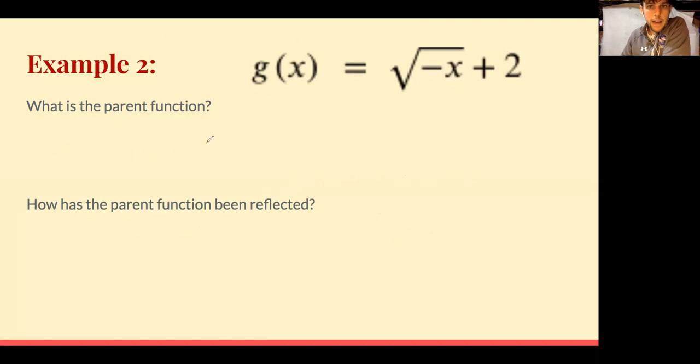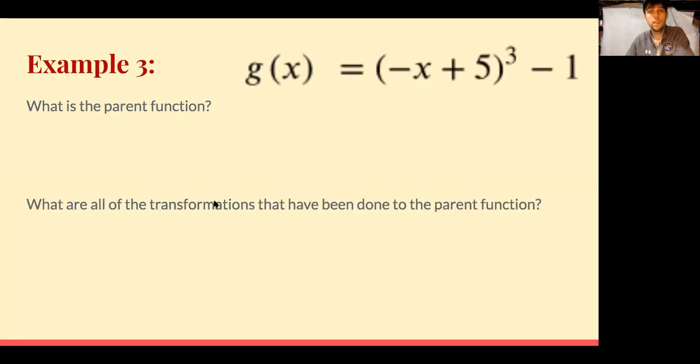All right, now, final example here of the reflections. So looking at this one, we have g of x is equal to negative x plus 5 to the third power. So to the third power, that's going to give me the type of function I'm dealing with, what parent function I want to have. So this is a cubic function. There's a lot going on with this one.